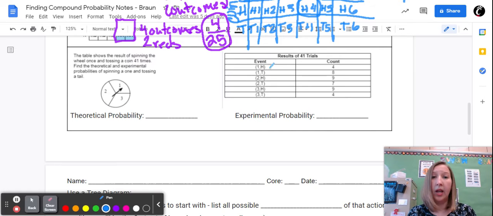So we could get a 1 and a heads, a 1 and a tails, 2 and a heads, 2 tails, 3 heads, 3 tails. Those are all of our different outcomes. If we're looking for the theoretical probability of spinning a 1 and tossing a tails, that is this one right here. So there's one outcome of spinning a 1 and getting a tails. My favorable outcome is 1 out of a total of 1, 2, 3, 4, 5, 6. So my theoretical probability is going to be 1/6. So this first part over here is talking about the theoretical.